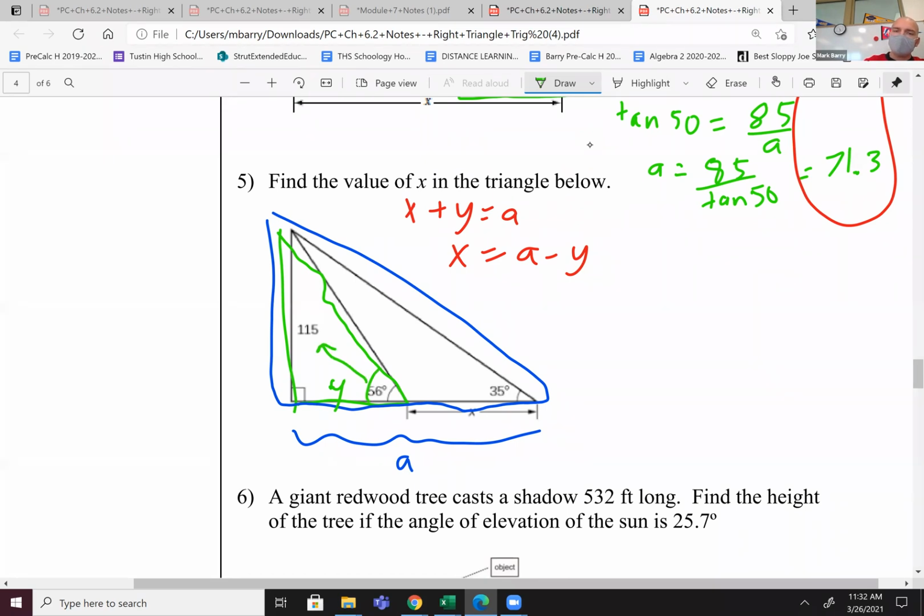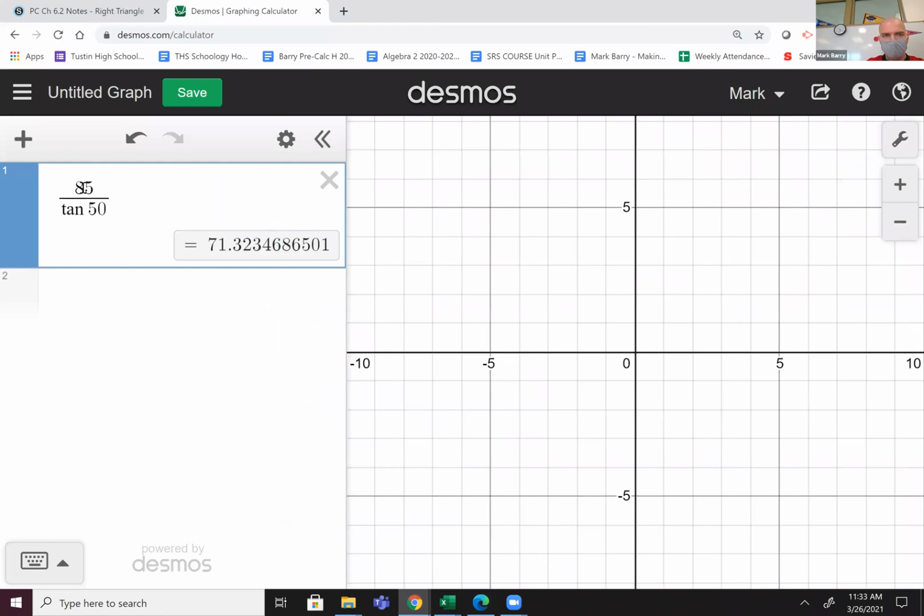Okay, so for finding Y, then we're going to do 56, and then this will be our opposite side. Y is our adjacent side. So I'm going to use tan again. So tan 56 equals 115 over Y. Again, we have our variable in the denominator here, so it's going to be Y equals 115 over tan 56. My calculator is telling me that's 77.6.